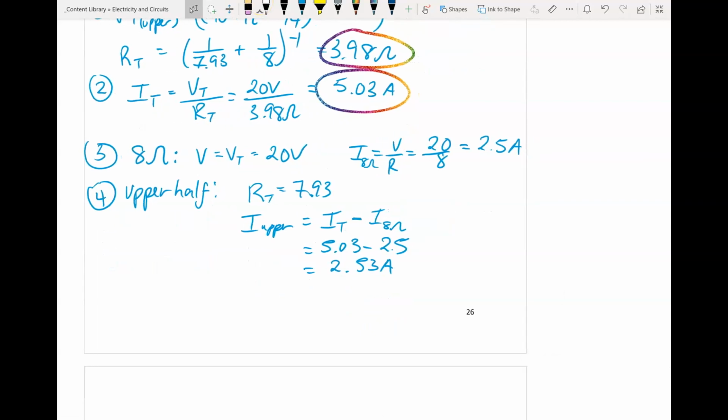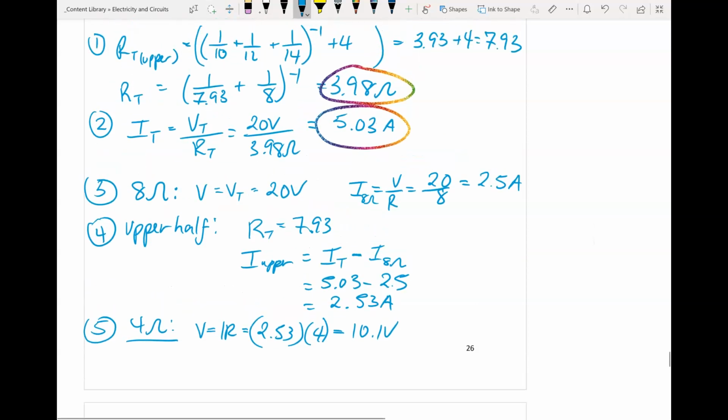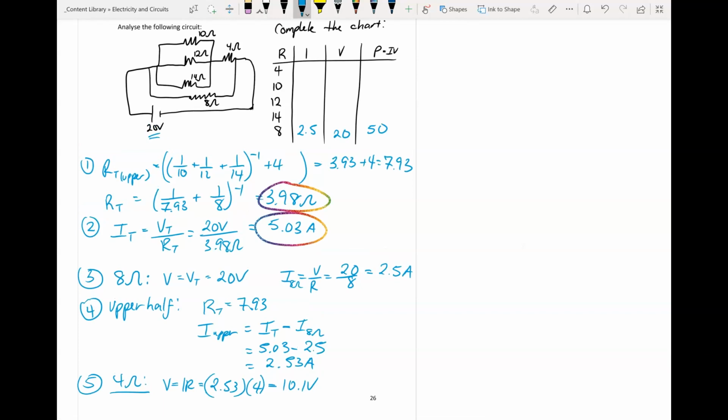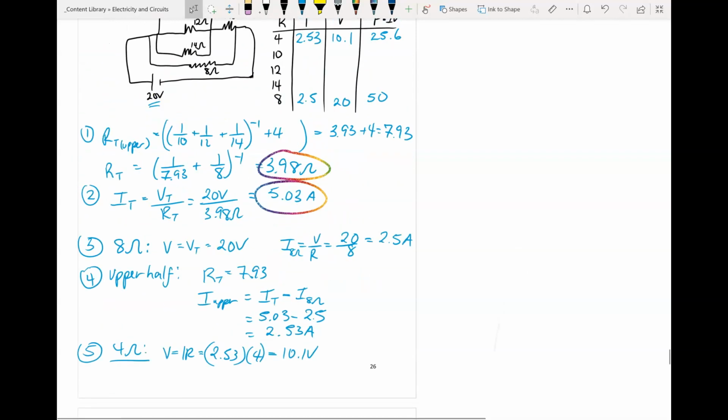So this information we just found can help us with the resistor for 4 ohms right away. We can find the potential drop, which is I times R. So we just found I for the upper, it's 2.53 amps, and then our resistor is 4 ohms. So then for the 4 ohms, the potential drop is 10.1 volts. So we can fill in some of this information for the 4 ohm one. So we have the current, which is 2.53. And then we found the potential drop, which is 10.1. Then our power, which is I times V, is 25.6. Just running out of room here.